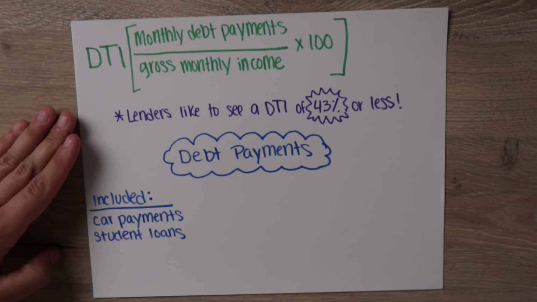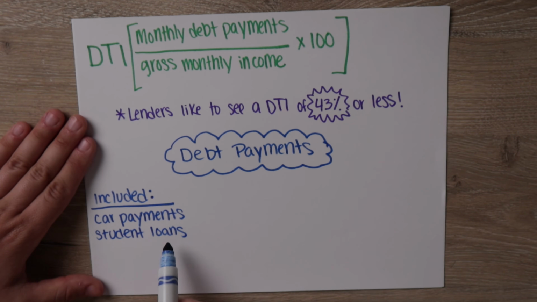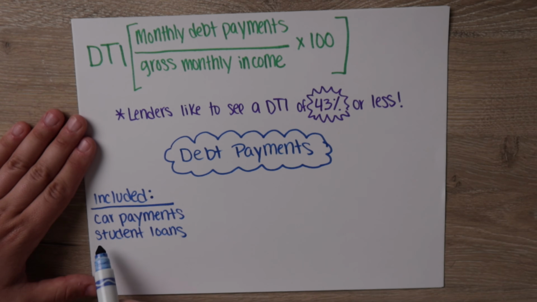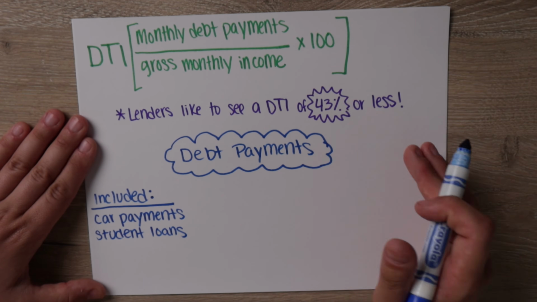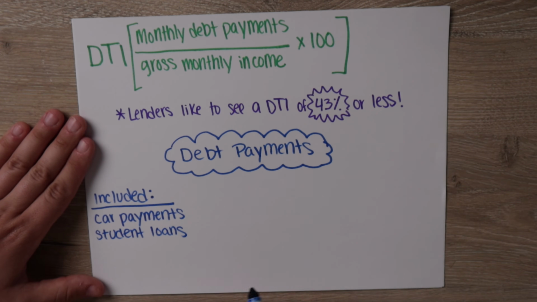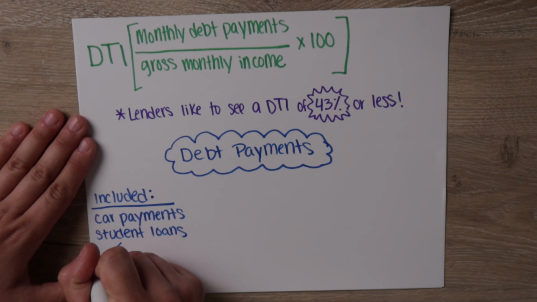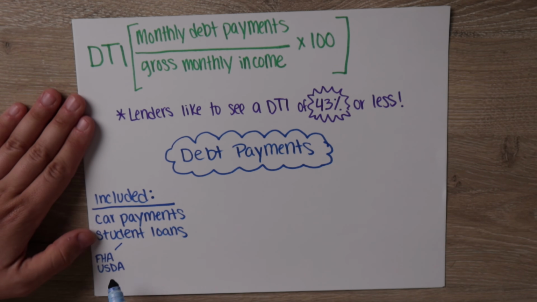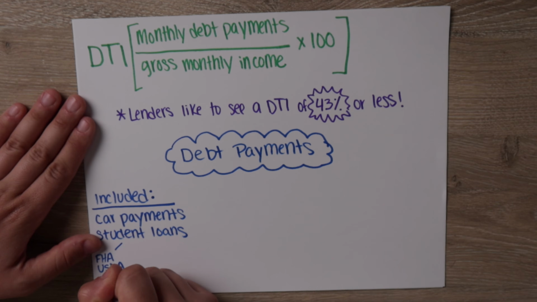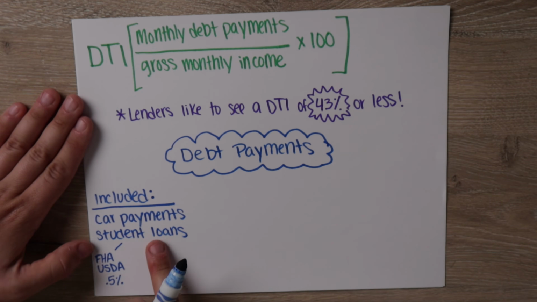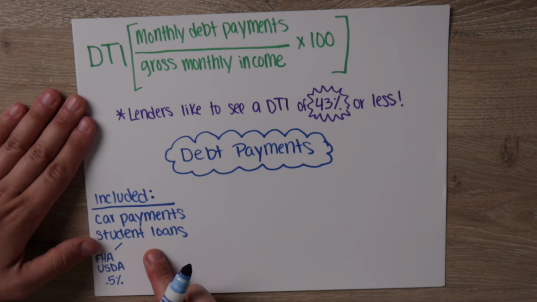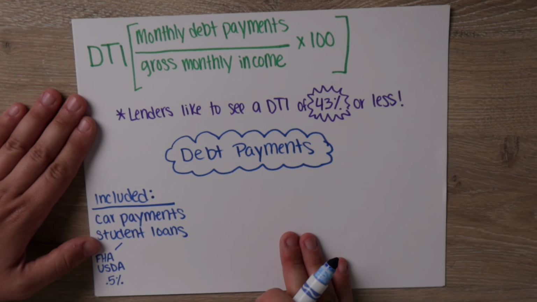Now, with student loans, there are so many different ways that lenders look at this, and how they view student loans and how that factors into your DTI overall depends on the loan type that you end up pursuing. So the three main things that I want you to know here is that if you are looking at an FHA or USDA loan, lenders are going to use 0.5% of your total student loan balance as a monthly payment in your debt payments.